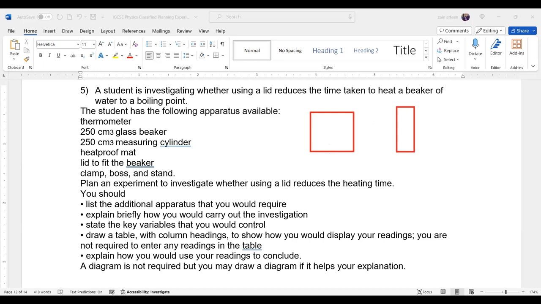So we are not supposed to change the container throughout the experiment. If you start your experiment with a beaker, then you should mention continue with a beaker throughout the experiment. Or if you start your experiment with a measuring cylinder, then continue with the measuring cylinder throughout the experiment. So as we are investigating how the lid can affect the time taken by water to reach its boiling point.